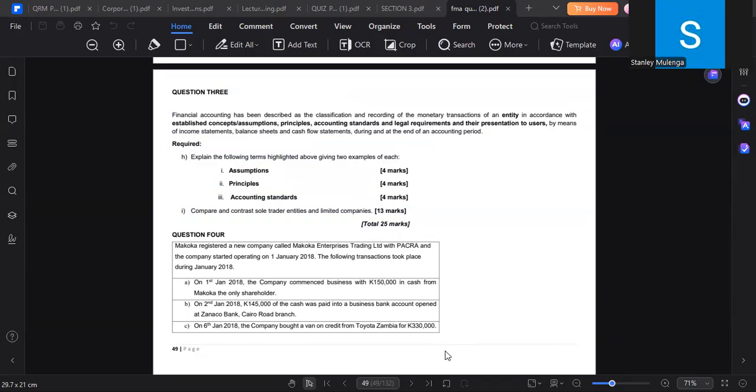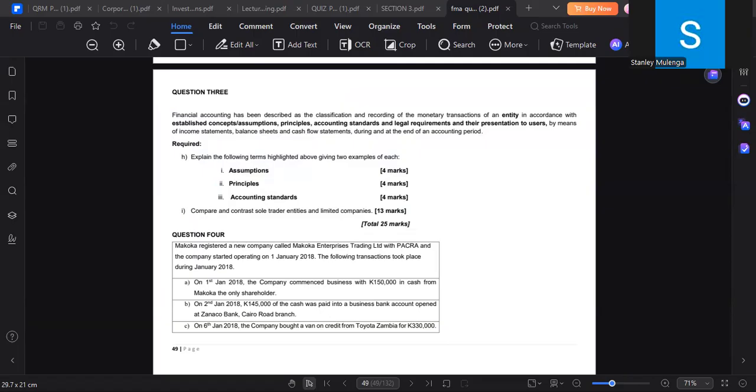Compare and contrast trader entities and limited companies. So let's start with assumptions. What are assumptions? What are principles? Anyone to try that? Okay, quickly, without wasting time, we'll start with assumptions. So what are assumptions?